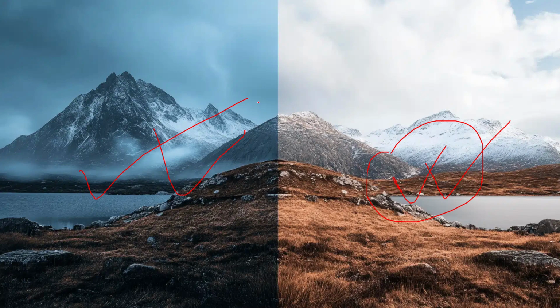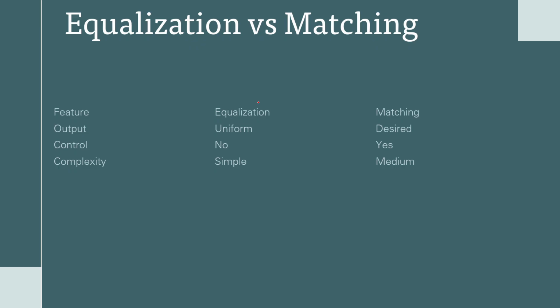Now let's do a quick comparison between equalization and matching, or you can say specification. Equalization produces a uniform histogram and it is simple to apply but lacks control. On the other hand, histogram matching allows us to define the desired output, giving us more control, although it is slightly more complex. I have arranged all this in a table form, so you can see the features for equalization and for matching.